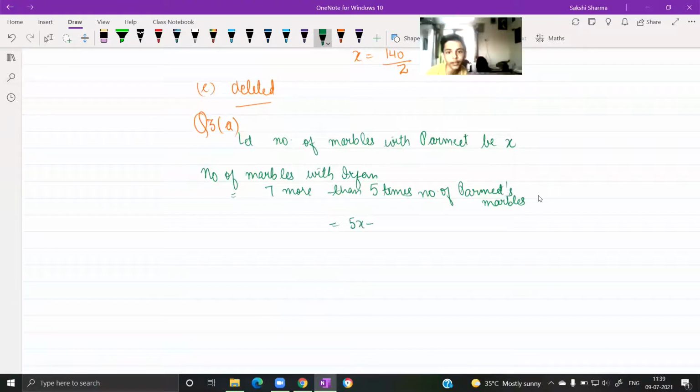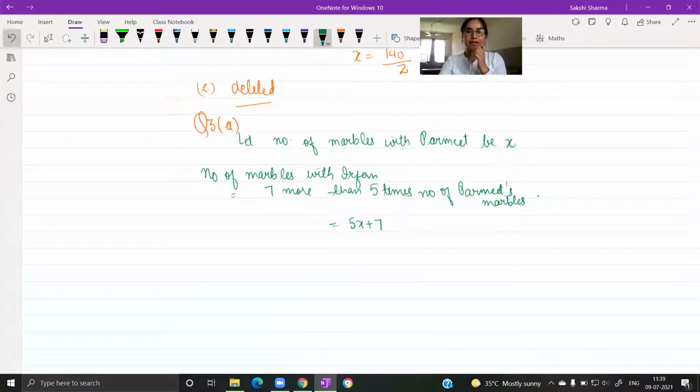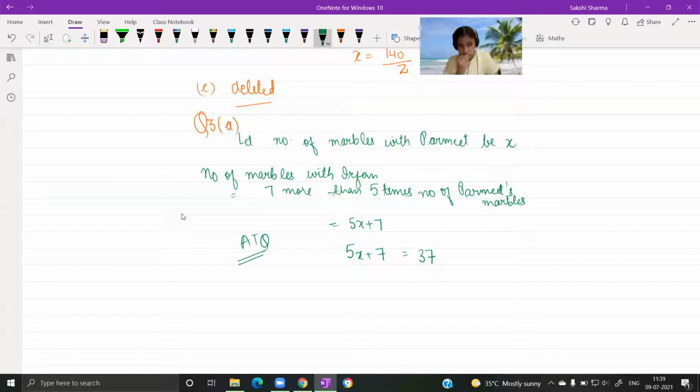5x plus 7 is equal to 5x plus 7. And according to the question, ये जो expression आपने form किया, this is equal to 37. Now just solve. Manpreet, can you quickly tell me how to solve this? 5x is equal to 37 minus 7. 5x is equal to 30. x is equal to 30 divided by 5. And ma'am, x is equal to 6.